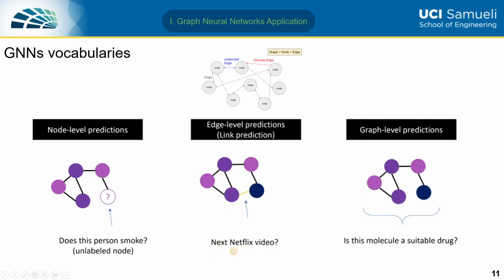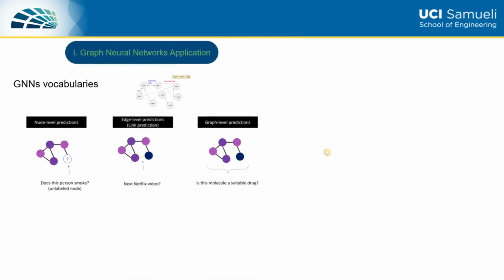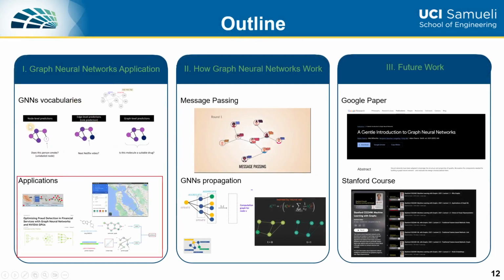One example is the next Netflix video. I'm going to cover this a little later in the application. And finally, we have a graph level prediction, which is to predict the whole graph. So this one predicts if this whole graph, a molecular structure, is a suitable drug. That's an example of it. So now we have some basic vocabulary.